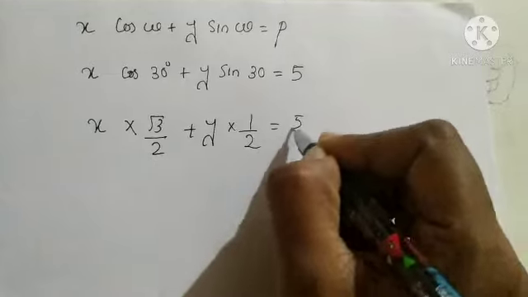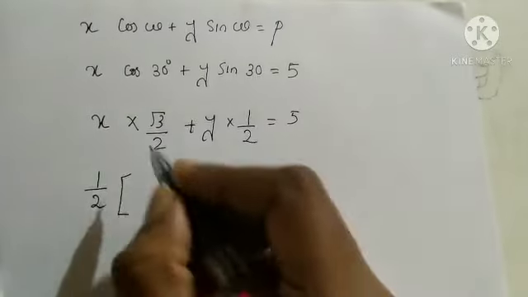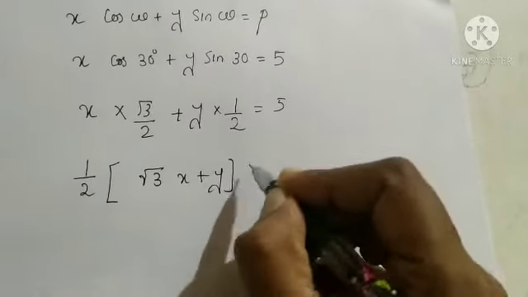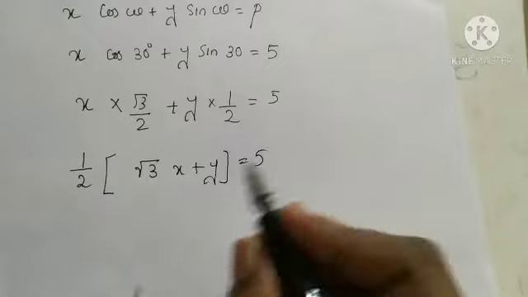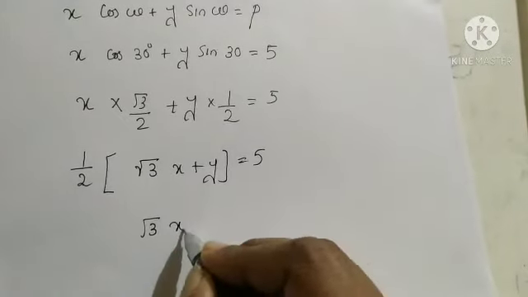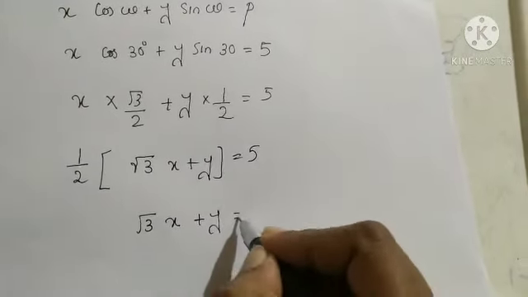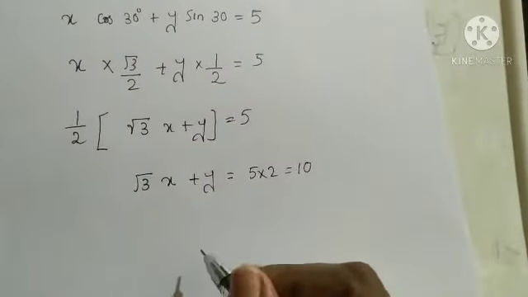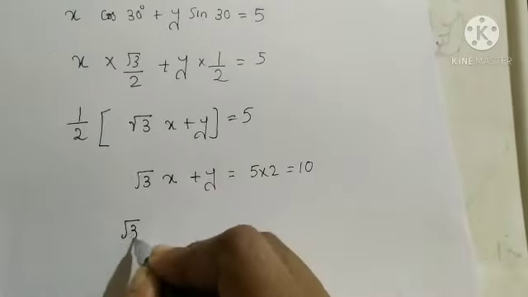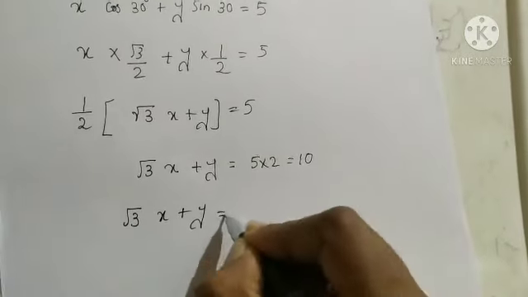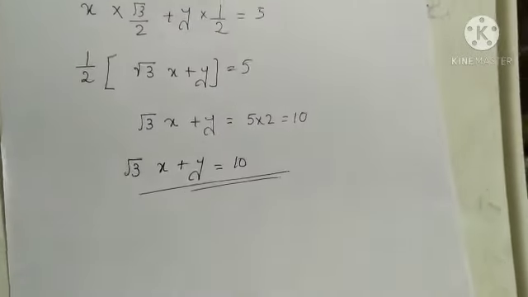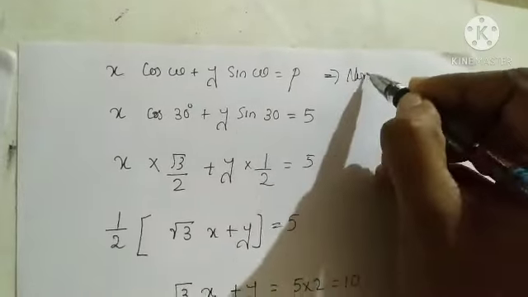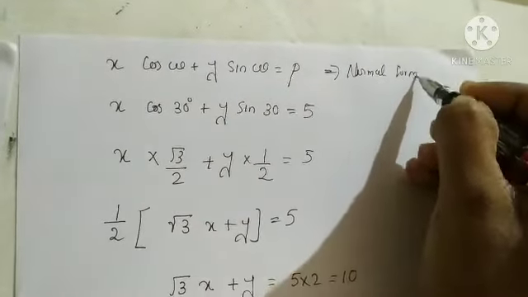So taking this 1 by 2 outside from these two terms, we get root 3x plus y equal to 5. Taking the 2 to the RHS, we get root 3x plus y is equal to 5 into 2, that is equal to 10. So the required equation of line will be root 3x plus y equal to 10. Okay, I hope you understood this question. So this is very important. This is our normal form of equation of a line.